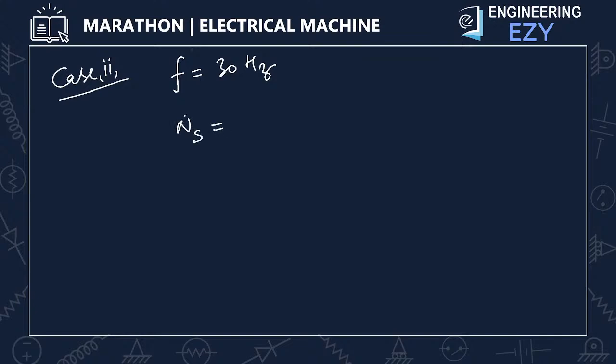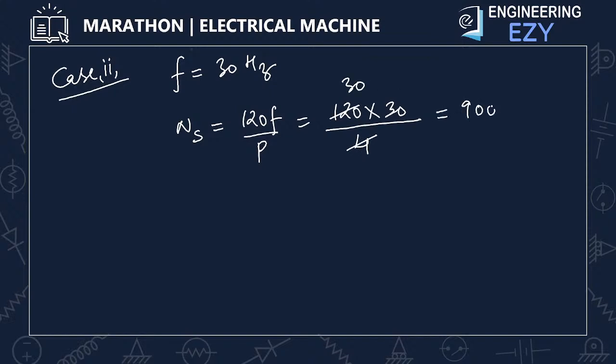NS is equal to 120 F upon P. Once again, I am applying the formula with the different frequency of 30 hertz. So I am getting 120 into 30 divided by the number of poles, which is 4. So it is 900. But S times NS, the slip speed, remains the same in both cases. So what is the slip speed? Slip speed is equal to S times NS, which is equal to 60.